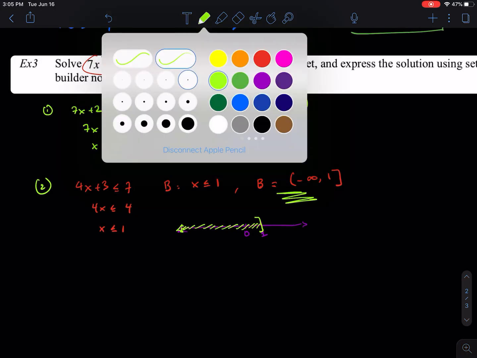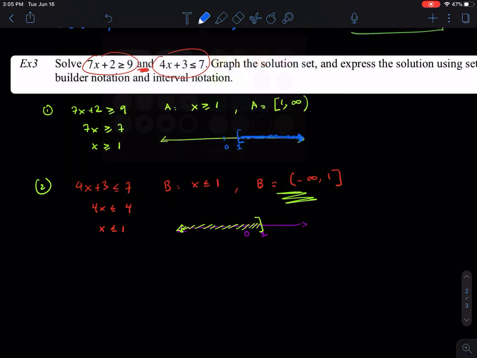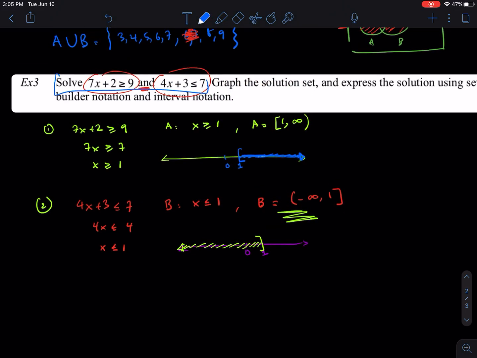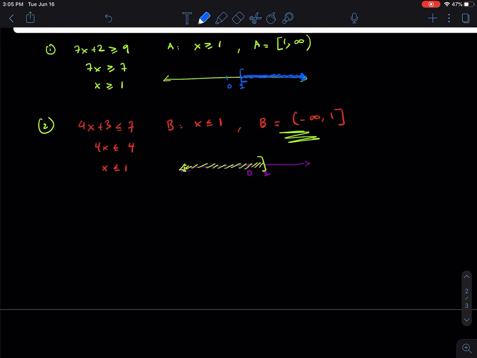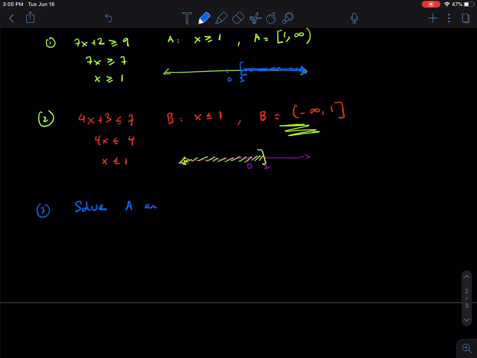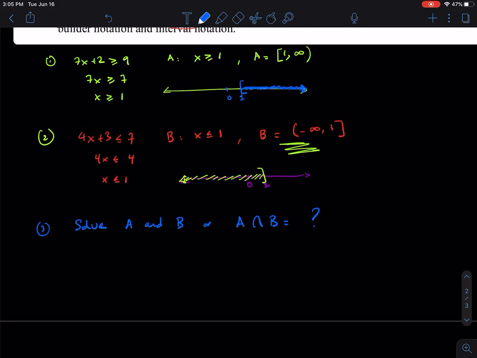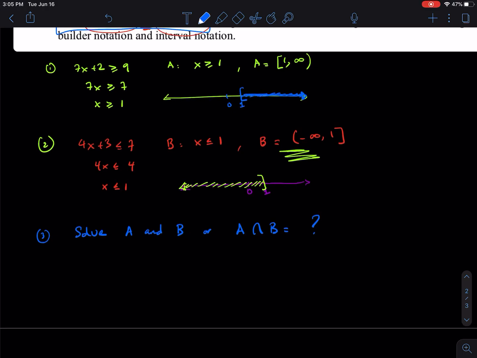So now here's the question. Solve this, meaning find the set of intersection. It's saying solve A and B, or A intersect B. And here's our set A, here's our set B there.